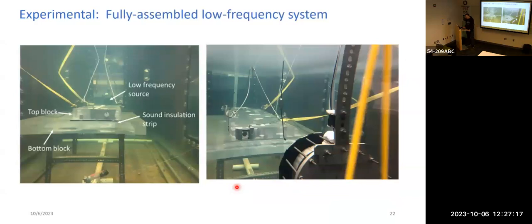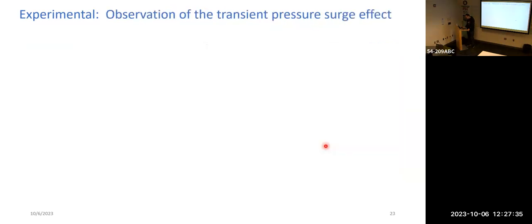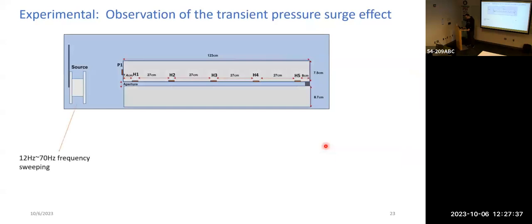And here is a picture I took in the side view of the water tank. We have the side window on the water tank, and that is the upper block, and that is the down block, and here is the front view, and we have the source hanging here. And basically, that is our measuring geometry.